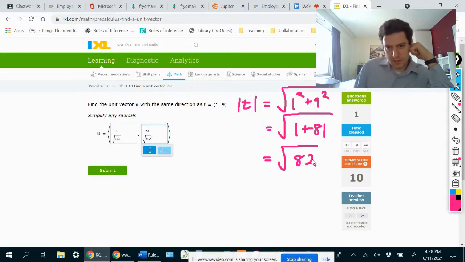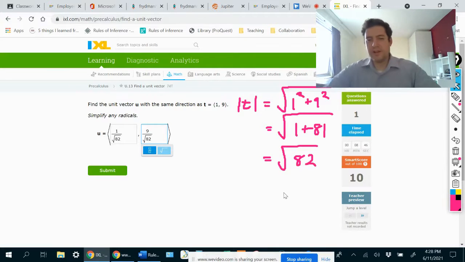Let me think. I don't think there's any way to simplify the square root of 82, right?